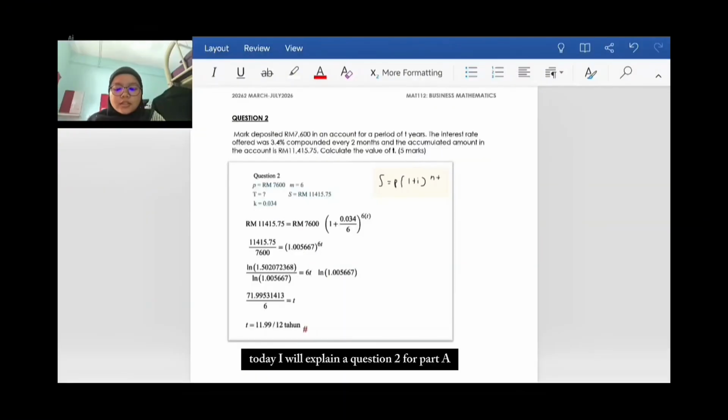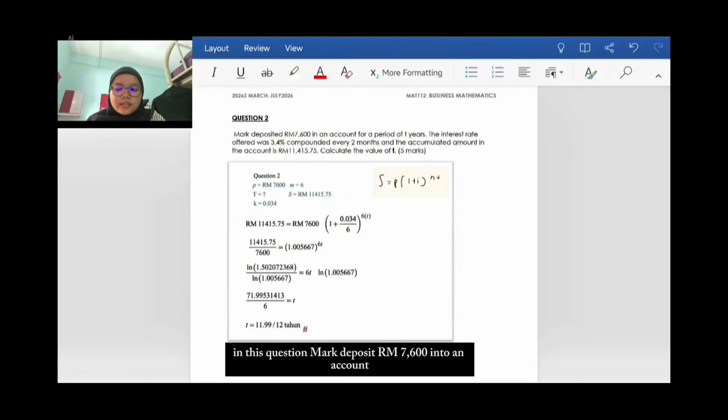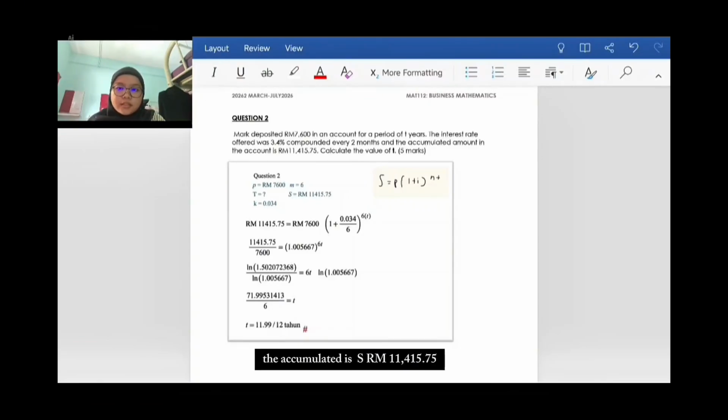Okay, I will explain question 2 for part A. In this question, Mark deposited RM 7,600 into an account. The interest rate is 3.4% per year, compounded every 2 months. The accumulated amount is RM 11,415.75. So we are required to find the value of t, which represents the number of years.